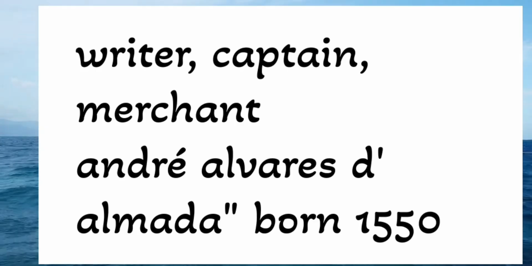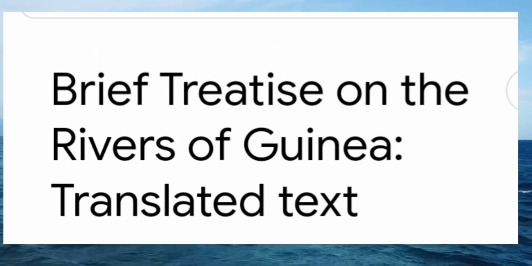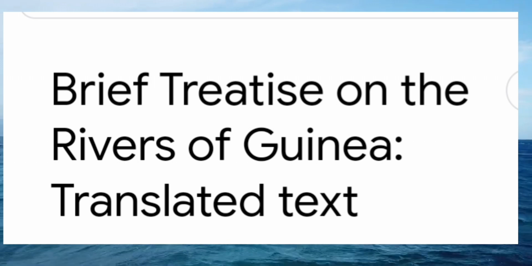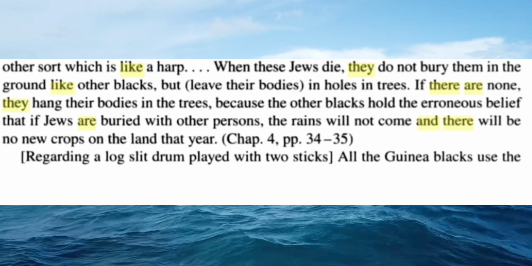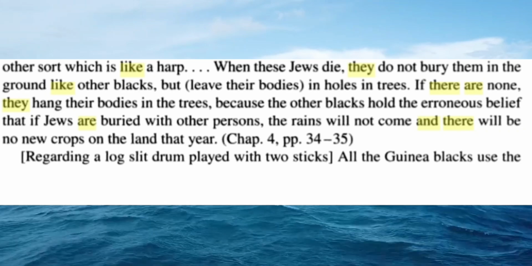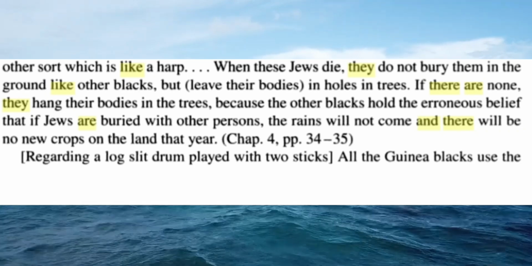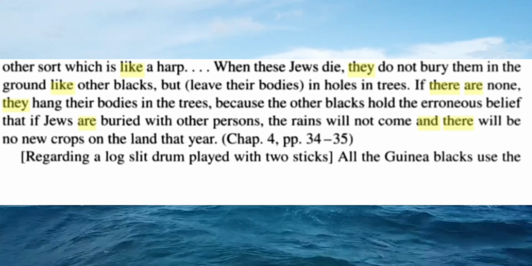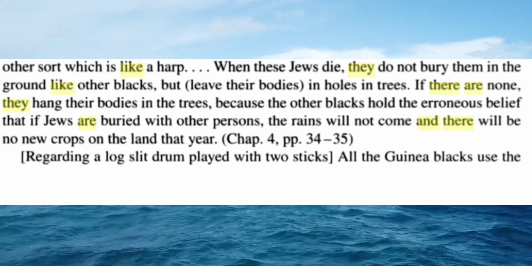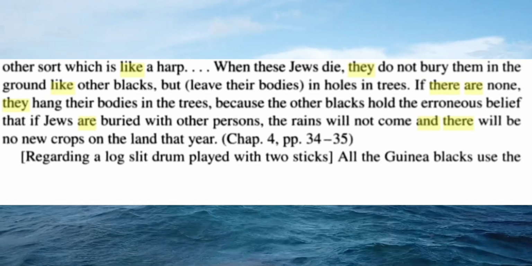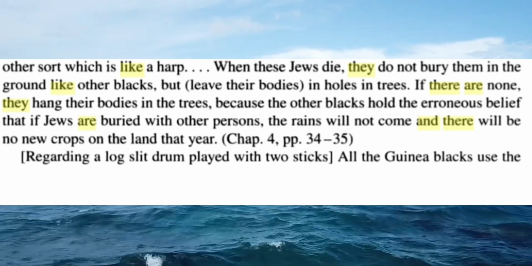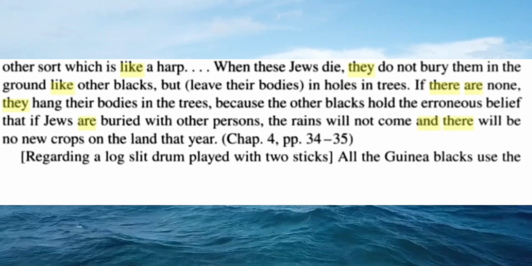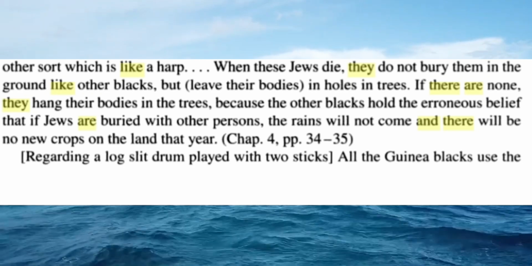We're going to go to another account. It's a man born in 1550. So he would have lived his life going towards, more than likely, the 1600s, right? And it says, of the sort which is like a harp. When these Jews die, they do not bury them in the ground like other blacks, but leave their bodies in holes in trees. So we were hung on trees in America. Don't you know that they were also hung on trees in Africa?